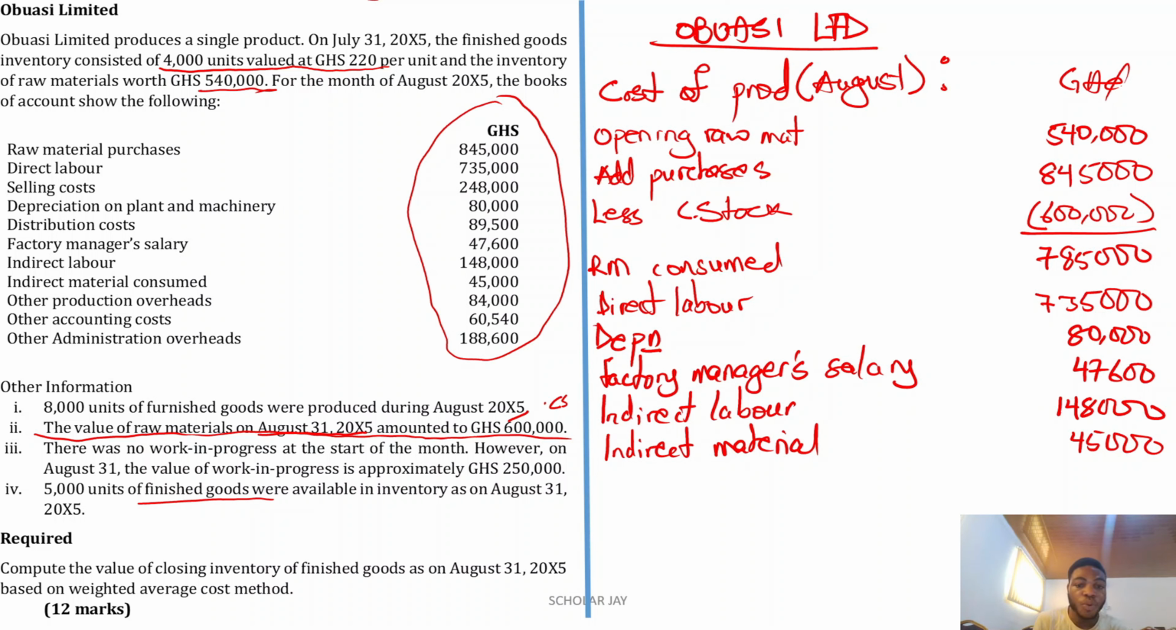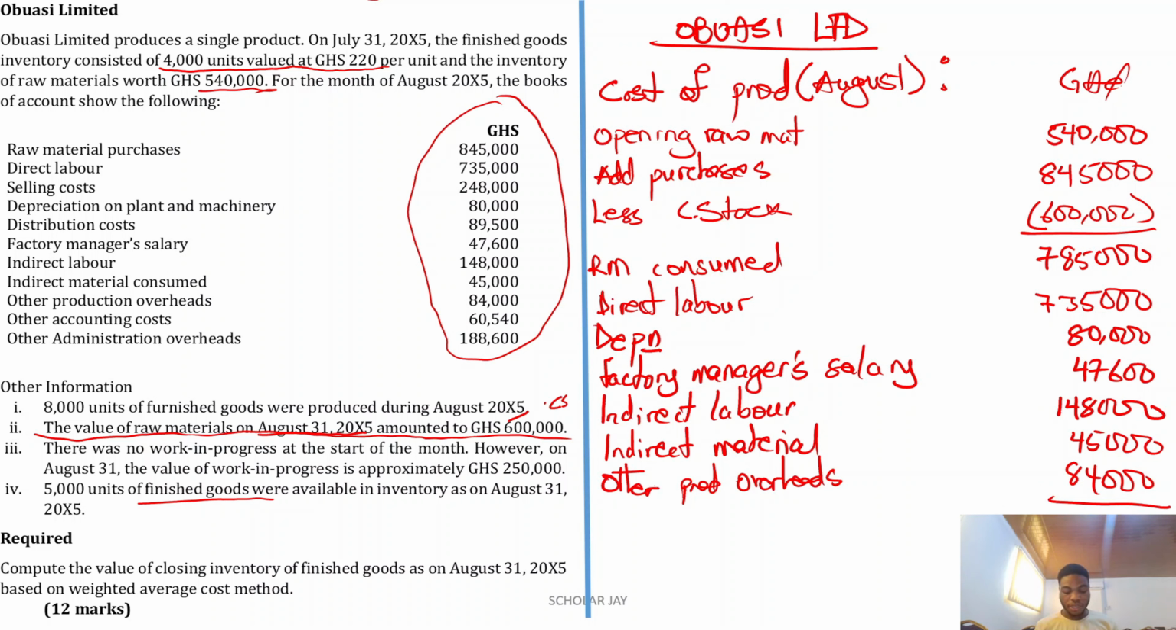Then we have other production overheads. This includes the lighting, the heating, and all that. So we have 84,000. Other administrative costs, and other administration overheads, we are not including this one. We are not including these. Okay. So we are going to add all of this.